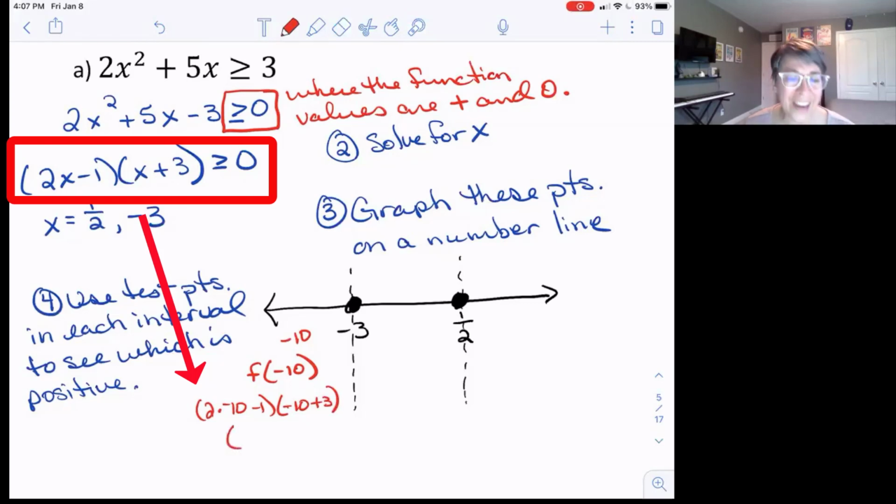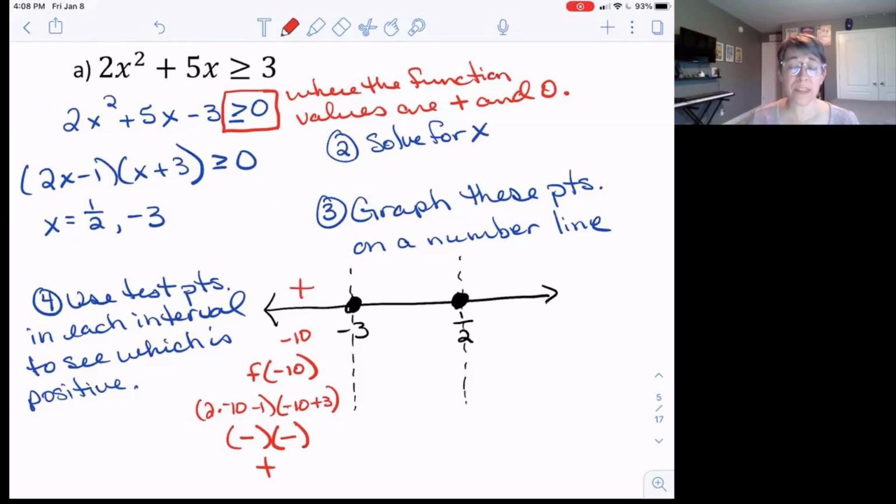Well, I don't really care what the values are. I just care what sign it is. Negative 2 times 10 is negative 20 minus 1. So that's going to give me a negative number. Negative 10 plus 3 is going to give me another negative number. And negative times negative gives me a positive. So I know every function value to the left of negative 3 is going to be positive.